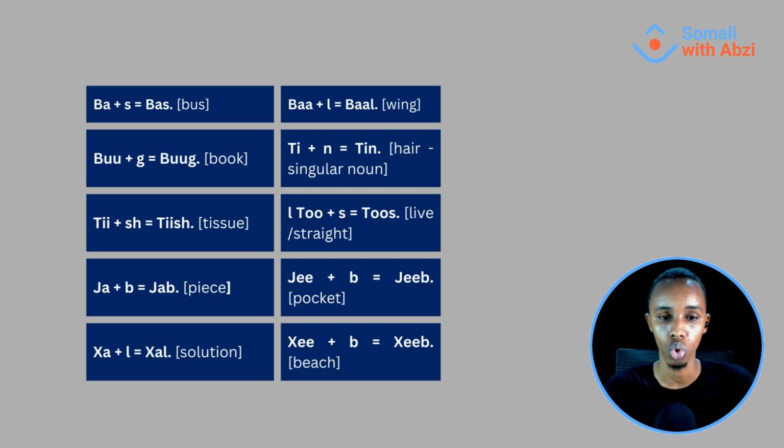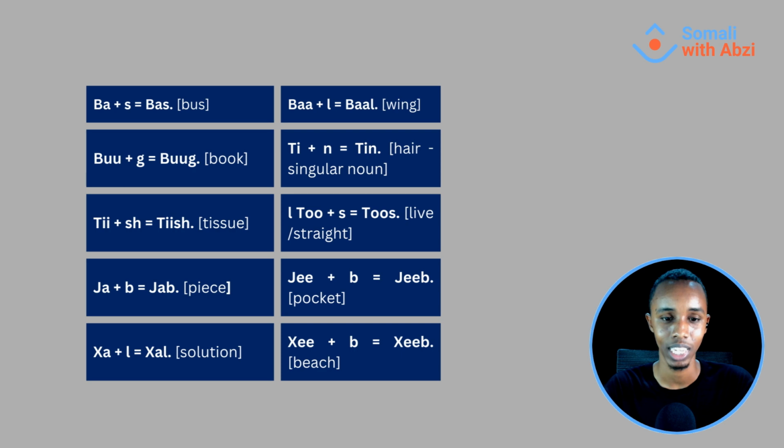That would be bog. What about ti plus na? That would be tin. What about t plus sha? That would be tish. What about to plus sa? That would be tos. What about ja plus ba?